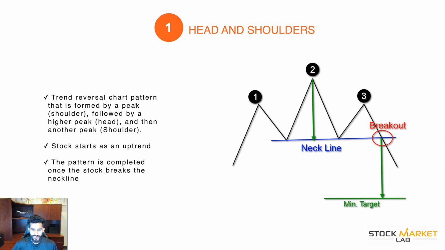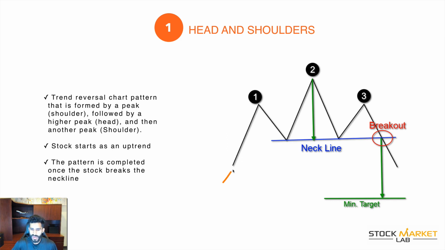It's a trend reversal chart pattern that is formed by a peak, known as a shoulder, followed by a higher peak, known as the head, and followed by another peak known as the shoulder. The stock starts as an uptrend. It has to be going in an uptrend. Once it forms this pattern, the uptrend starts reversing. The pattern is completed once the stock breaks the neckline. Keep in mind, that's the neckline. Very similar to the double top, triple top, and double bottom patterns, it needs to break the neckline for the pattern to be in effect.